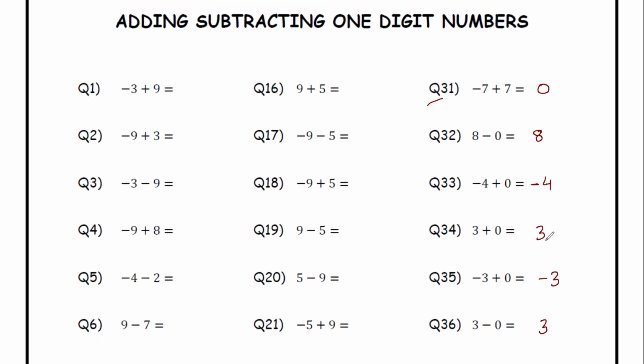Simply take the absolute value difference of these numbers and then look for the sign of the number which is greater in magnitude. This has a positive sign. This has a negative sign, so negative. This has a positive sign, so positive.